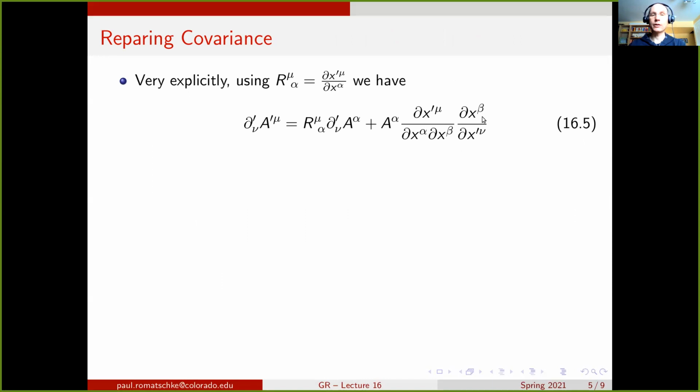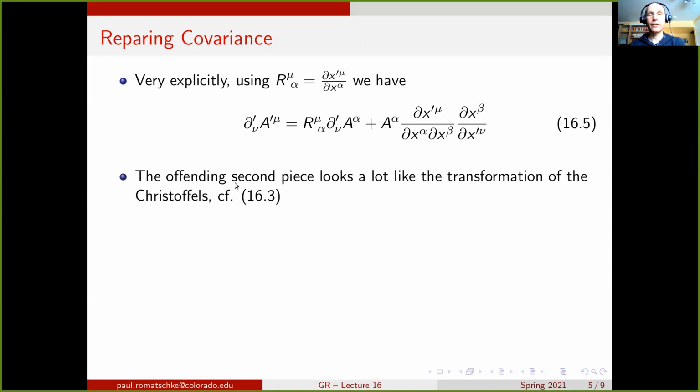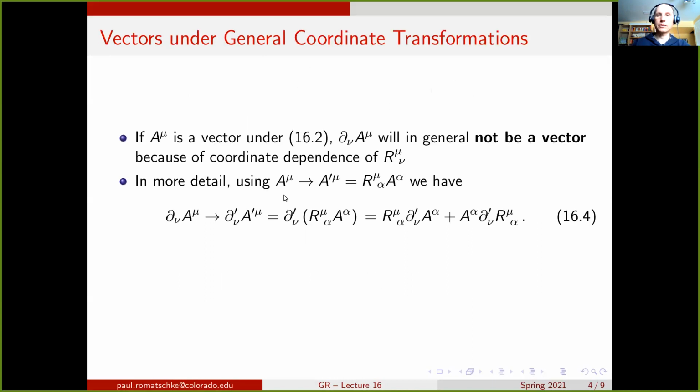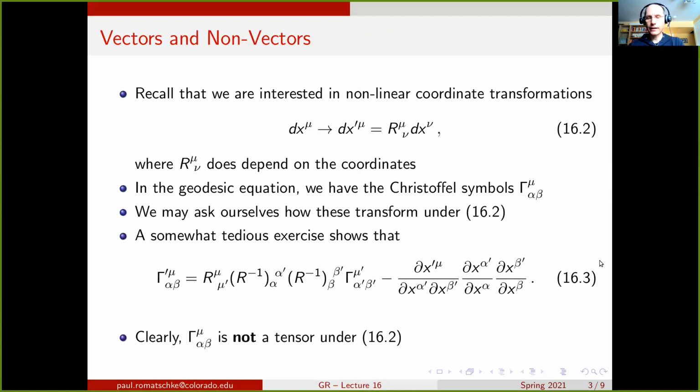So that is the derivative of R mu nu written out very explicitly. Why do I do this? Well, it turns out that if you compare this with the transformation of the Christoffel symbols themselves, which we had in equation 16.3, let me quickly go back here. That looks kind of similar, okay?